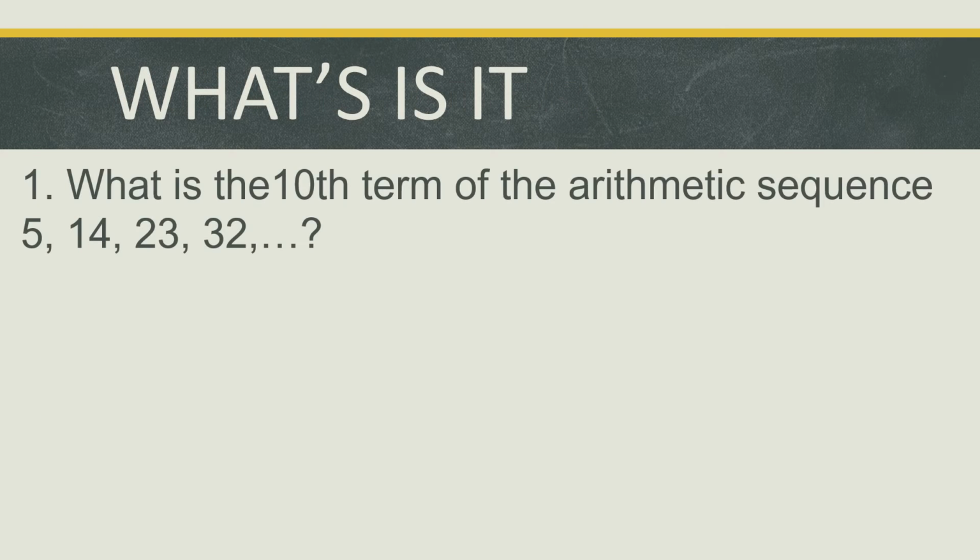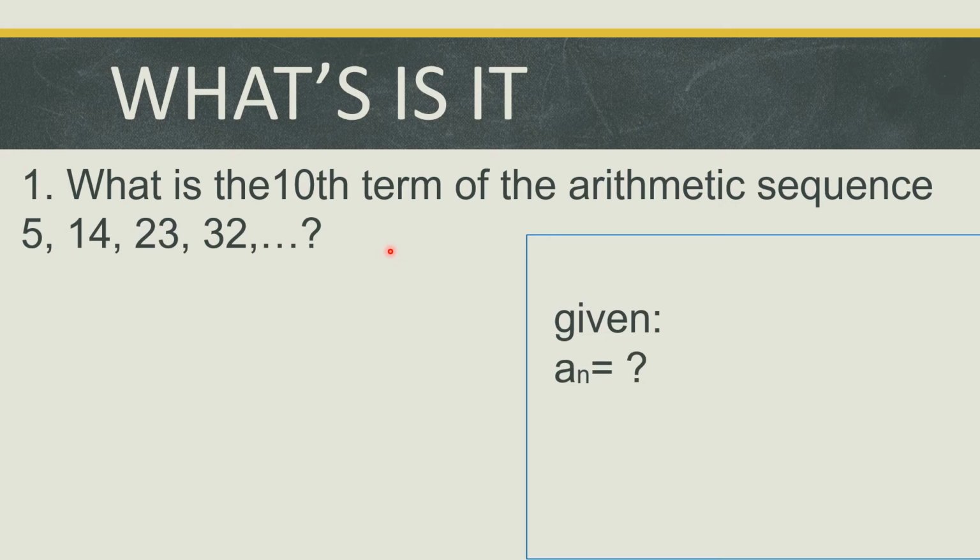Let's try this example. What is the 10th term of the arithmetic sequence 5, 14, 23, 32, and so on? So first, we need to identify the given. a sub n is missing, or we need to find the 10th term of the sequence, or the a sub 10. Then next, a sub 1 is 5, or the first term. And d is equal to 9.